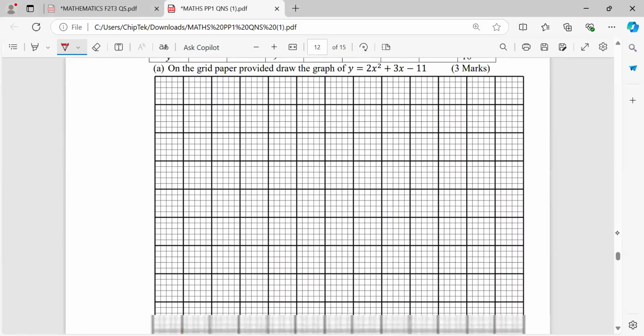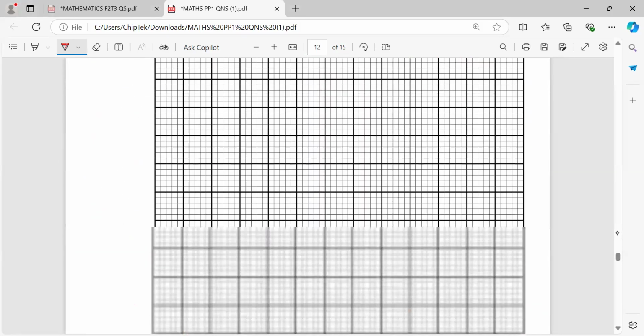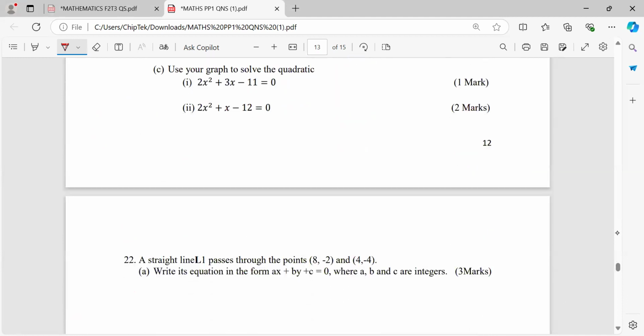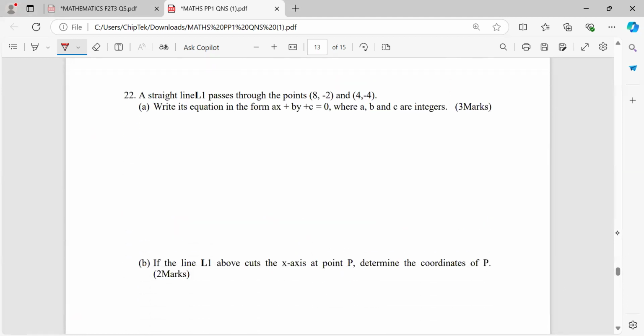So let's go to question 21. So let's just go directly for question 22 because I like this type of question. Maswali ndo wafaa ufanye kila siku. So question 22, a straight line, is your last question. So hapa itakuwa tumemaliza 5 questions. Question 22.